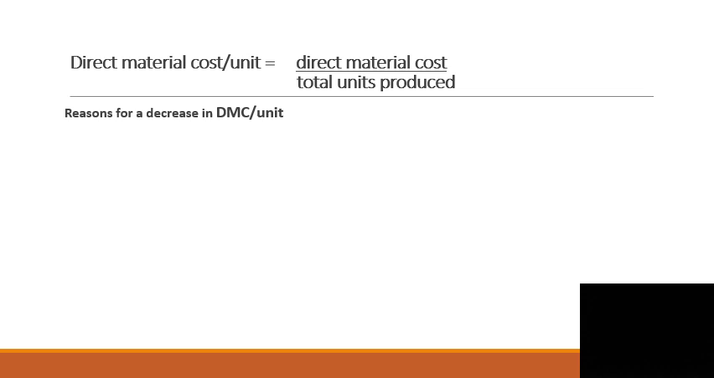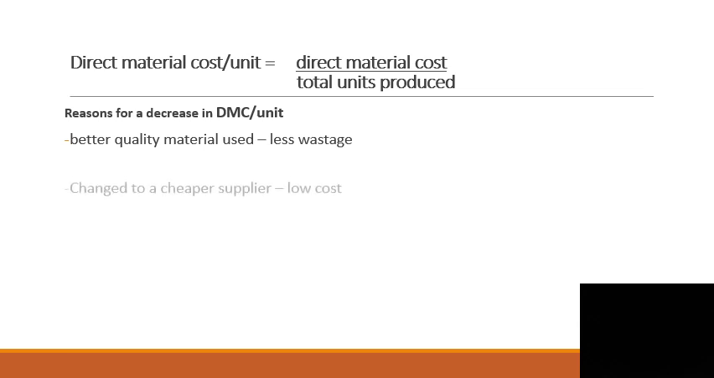Reasons for a decrease in direct material cost per unit. Let us assume that in 2018, the direct material cost per unit was 55 rands. Now, in 2019, it decreased to 42 rands per unit. So, what might be the reasons? One reason might be better quality material used. If the quality is good, it means there will be less breakages, therefore less wastage. So we are saving on material.